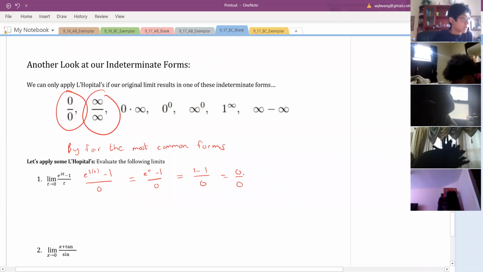Let me give everyone a couple seconds to write that down. But basically, that tells us that we can apply L'Hopital's, which we're very thankful for, because the other strategies that I would use, we can't really use.